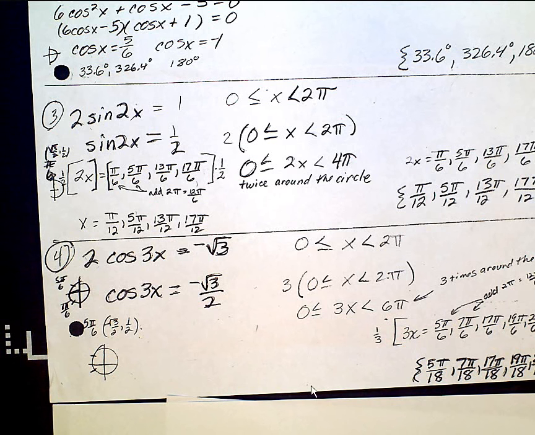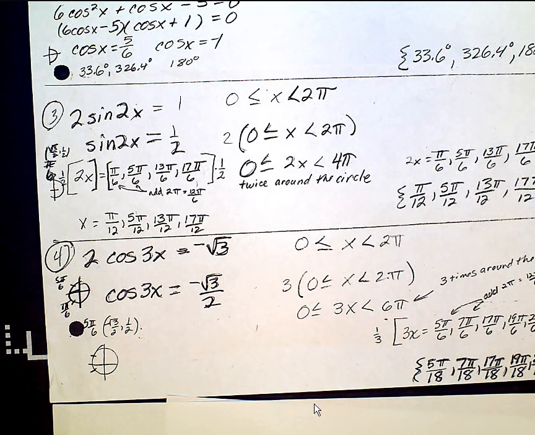Now I want to multiply everything through by a third to find out what just x is. When I multiply through by a third, I'm going to get them all to be 5 18ths, 7 18ths, 17 18ths, 19 18ths, 29 18ths, and 31 18ths. So x is going to equal 5 pi over 18 and 7 pi over 18, and all of the 18ths are going to come out of there.